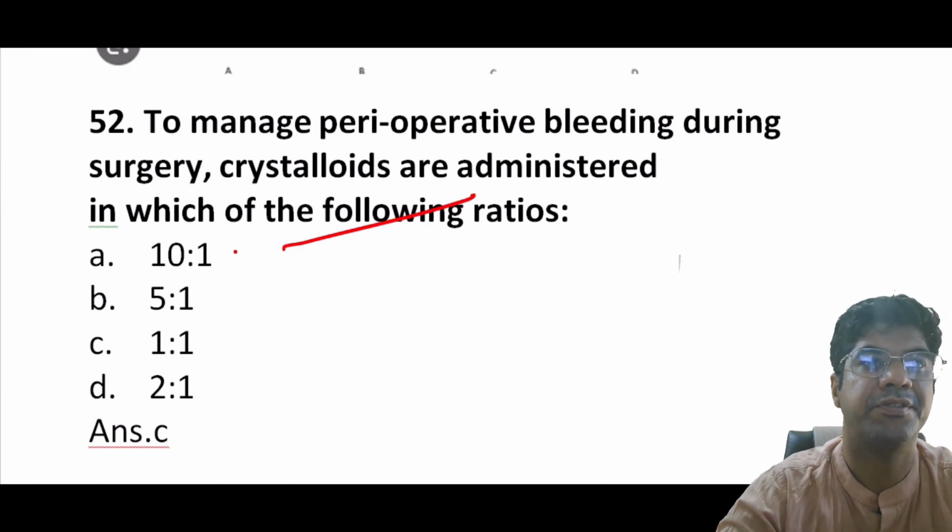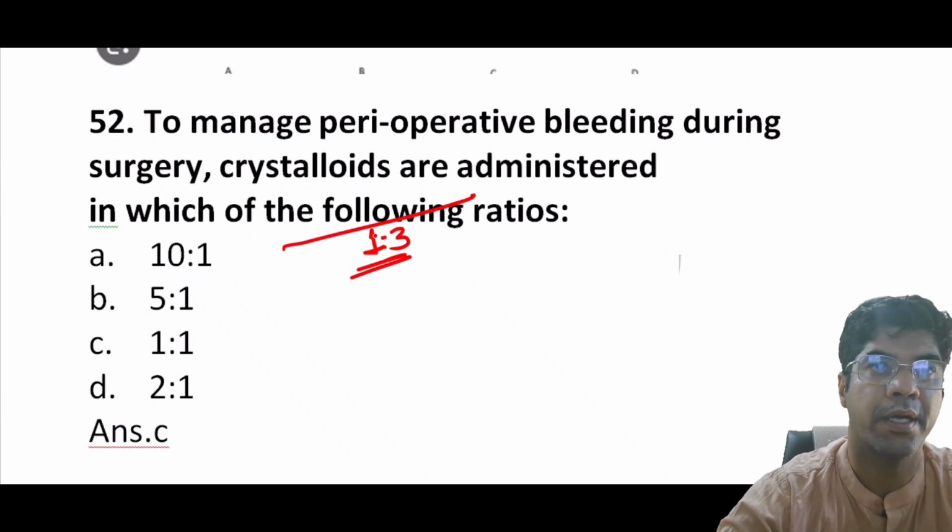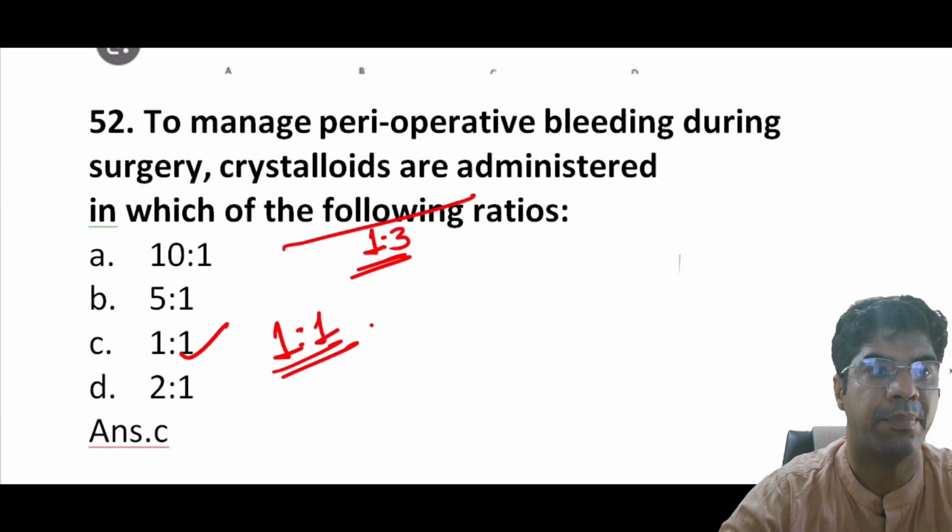To manage perioperative bleeding during surgery, crystalloids are given in which ratio? Traditionally, remember 1:3 ratio of crystalloid to blood loss was recommended. But according to the current hypothesis, 1:1 is sufficient for maintaining hemodynamic stability. That means the patient's blood pressure and perfusion are kept within the normal range.